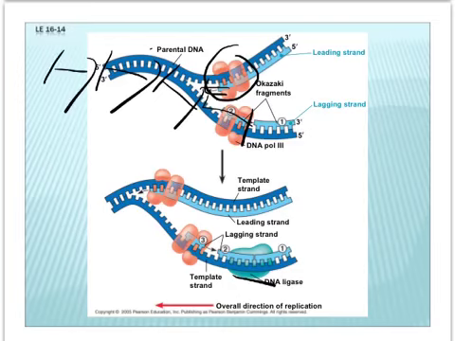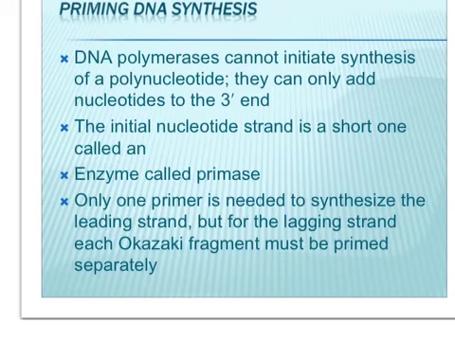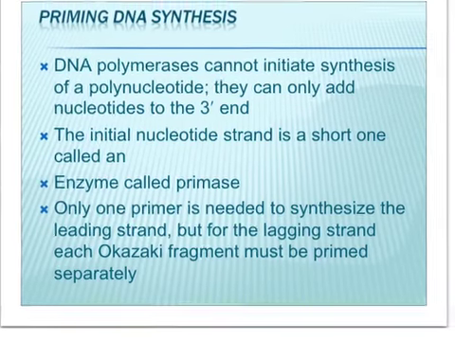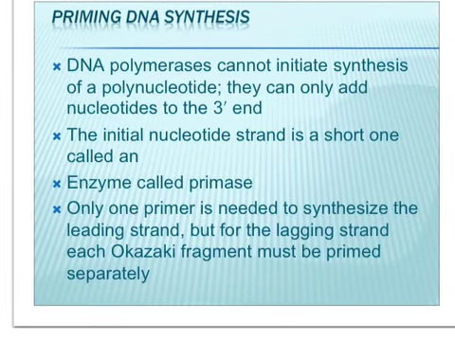DNA polymerase cannot initiate synthesis. It can't do it itself. So even though it's extremely important, it's not going to be the only player in the process. And one of the biggest reasons is it can only add nucleotides to that 3' end. And so what we need is something that comes in and does it for us. So an initial nucleotide strand is going to be called a primer.